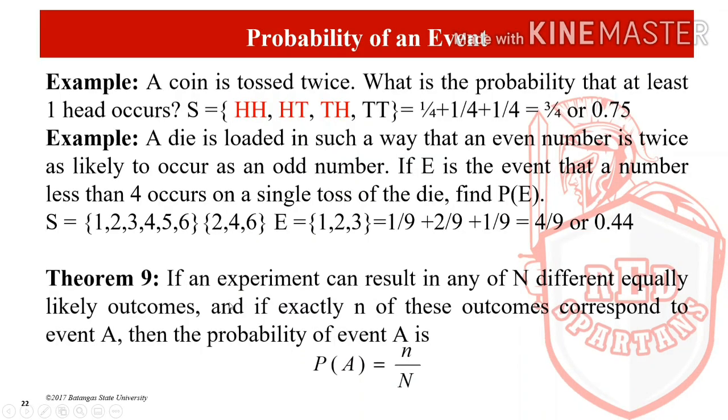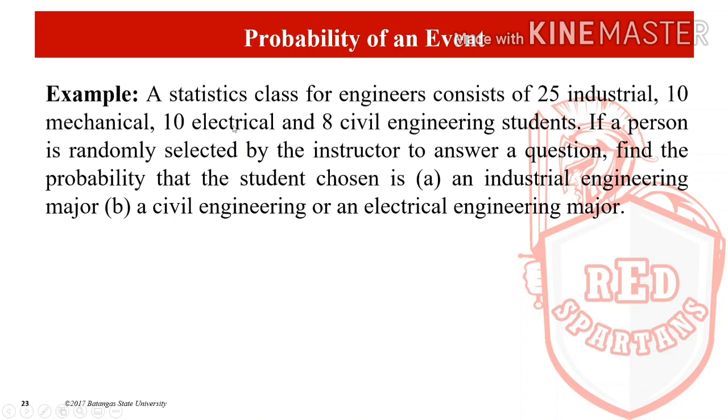Theorem number 9, if an experiment can result in any of N different equally likely outcomes, and if exactly n of these outcomes correspond to event A, then the probability of event A is n over N, na maliit n over malaking N. So, yun yung ating formula for probability of A. So, for example, a statistics class for engineers consists of 25 industrial, 10 mechanical, 10 electrical, and 8 civil engineering students. If a person is randomly selected by the instructor to answer a question, find the probability that the student chosen is an industrial engineering major.